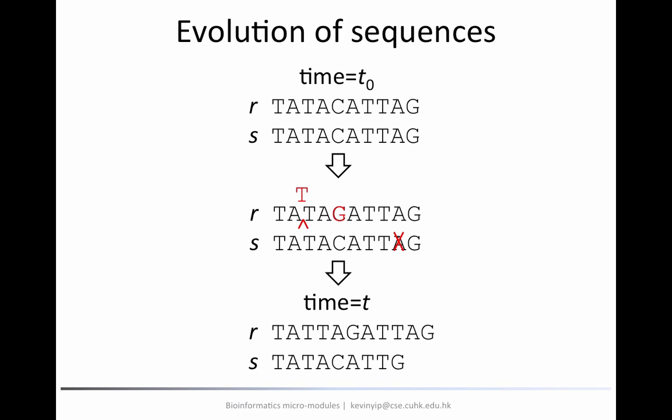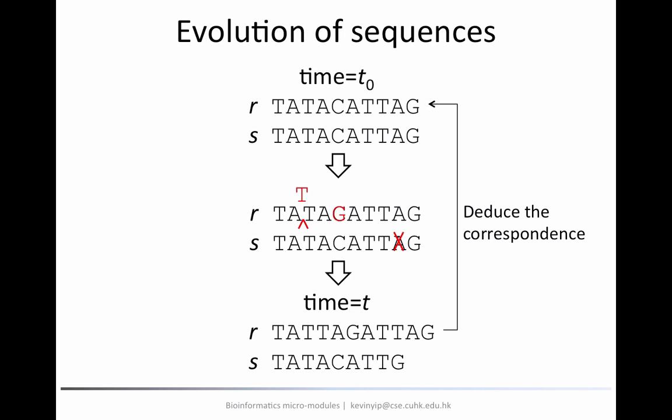So after a lot of time, when it comes to the current time, which we call T, you will observe 2 sequences that are similar, but not exactly the same anymore. This is actually what we can observe right now. In reality, we will never be able to observe the 2 sequences at time t0. So one thing that we want to know is the correspondence of the nucleotides in the final 2 sequences. So we want to deduce their correspondence based on the current sequences.